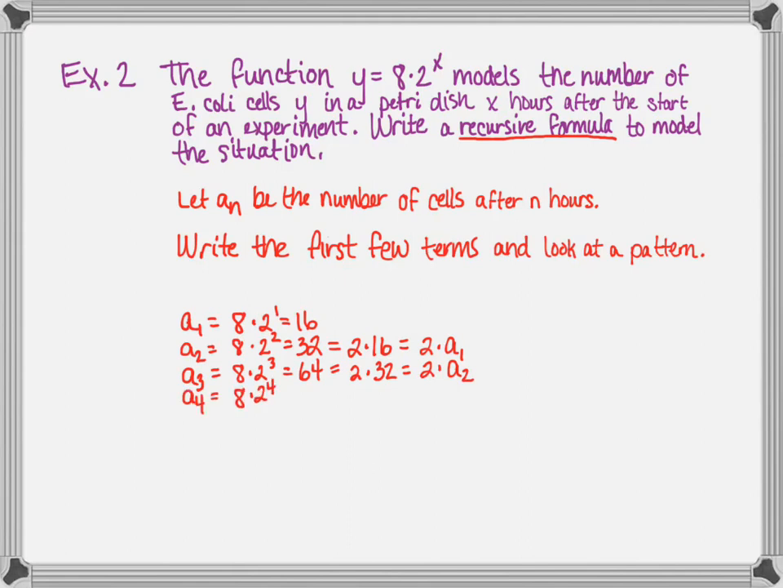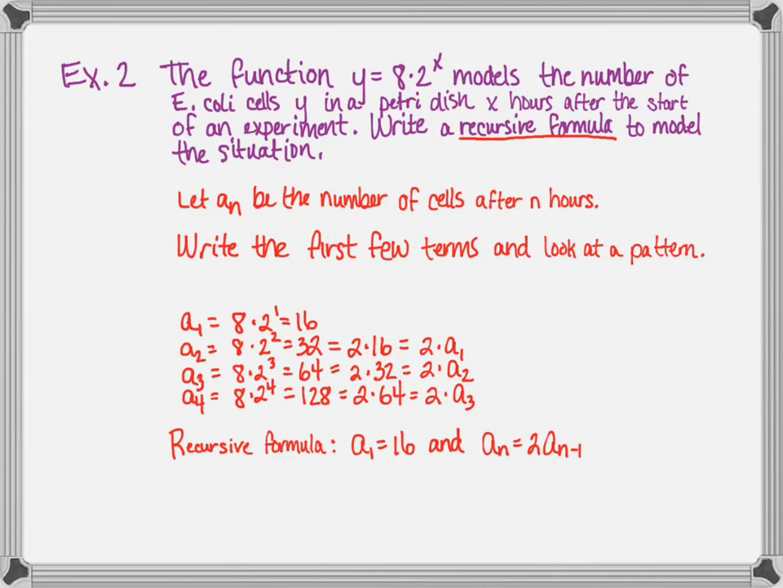A sub 4 is equal to 8 times 2 to the fourth power, which is 128, and this can be written as 2 times 64, which is 2 times a sub 3. That means our recursive formula, we'll write first the initial value, a sub 1 is 16, and then the second part, a sub n equals 2 times a sub n minus 1, or the next term equals 2 times the previous term.